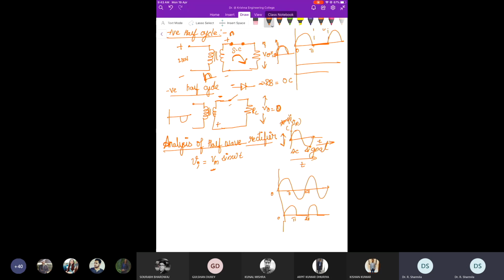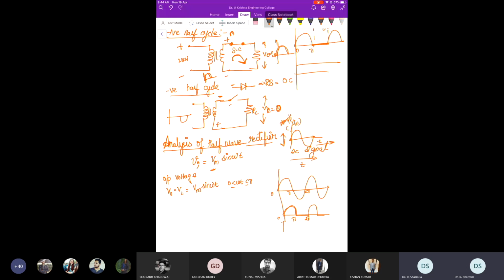How can I represent my output voltages? This is the input voltage. The output voltage I can write as V naught or VL. Why VL? Because I am measuring that output voltage across the load resistance. So VL is equal to Vm sine omega t. Here we get an output between 0 and pi. When omega t is from 0 to pi, you are getting a sine waveform.